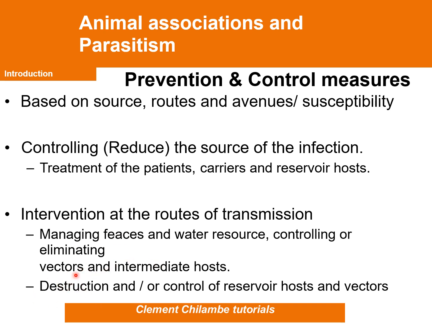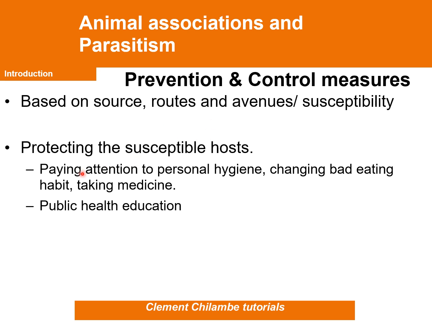Now, the other intervention that can weaken the routes of transmission is the destruction and/or control of reservoir hosts and what? The vectors. Okay, and then under protecting the susceptible hosts, we have paying attention to personal hygiene, changing bad eating habits, and taking medicine. We are protecting susceptible hosts. Then public health education. So people need to know how they can prevent themselves from such kinds of infections, how they can prevent themselves from the parasites that might have a chance to go to them and cause an infection.